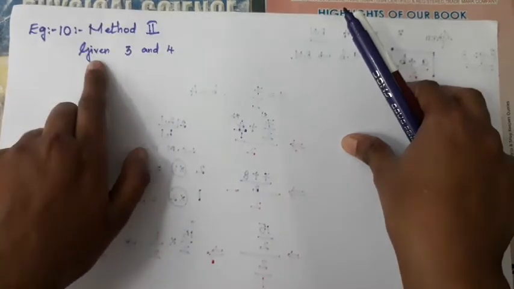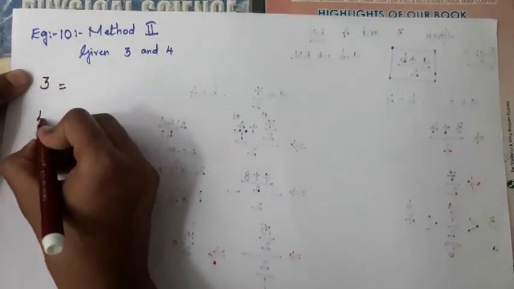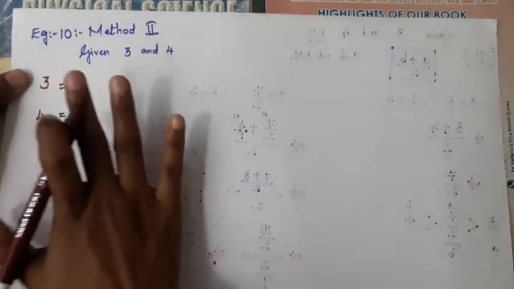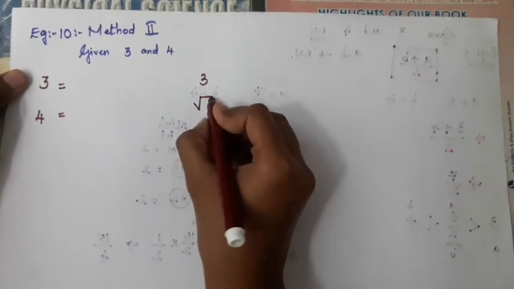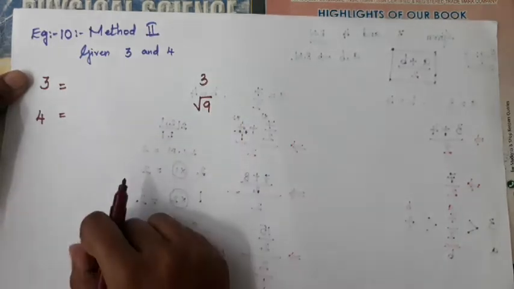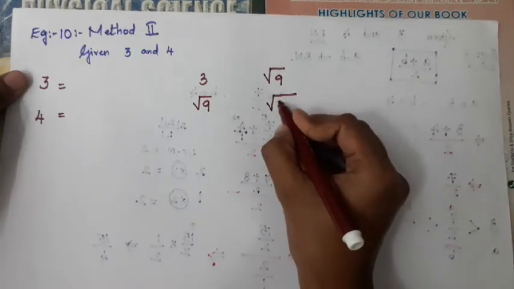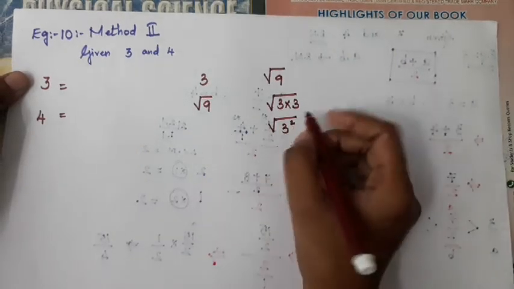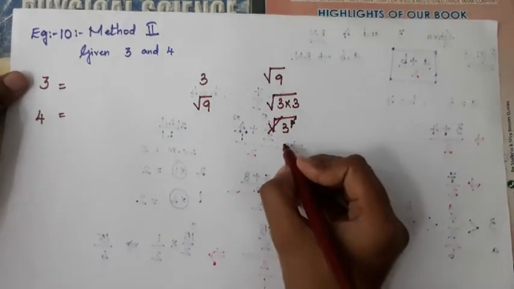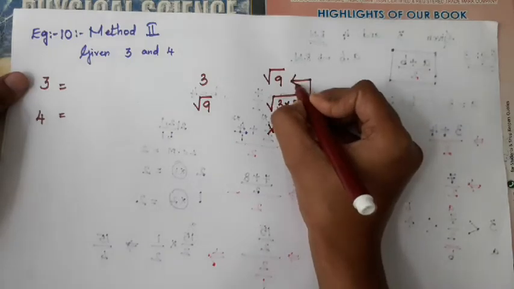Now method 2. First I wrote given 3 and 4. Now how can we write 3? For 3 we can write root 9. How can we write root 9? 3 threes are 9, so 3 into 3 is nothing but 3 square. The square root gets cancelled. So what is the answer? 3. So in place of 3 we can write root 9.